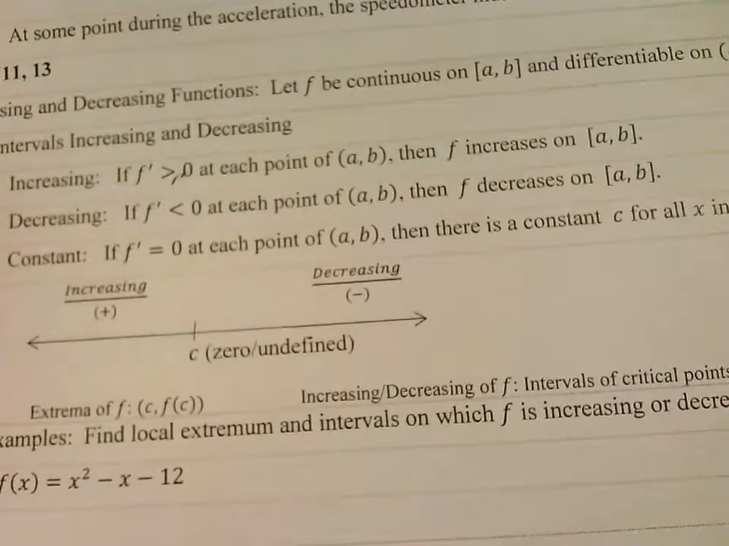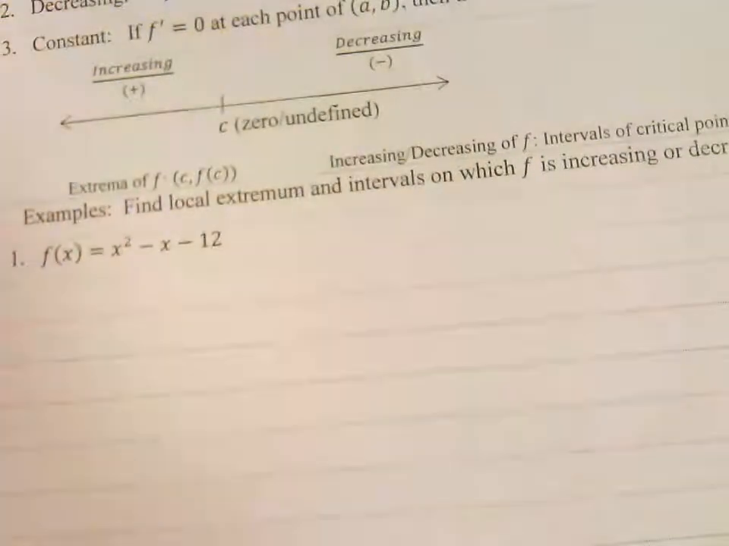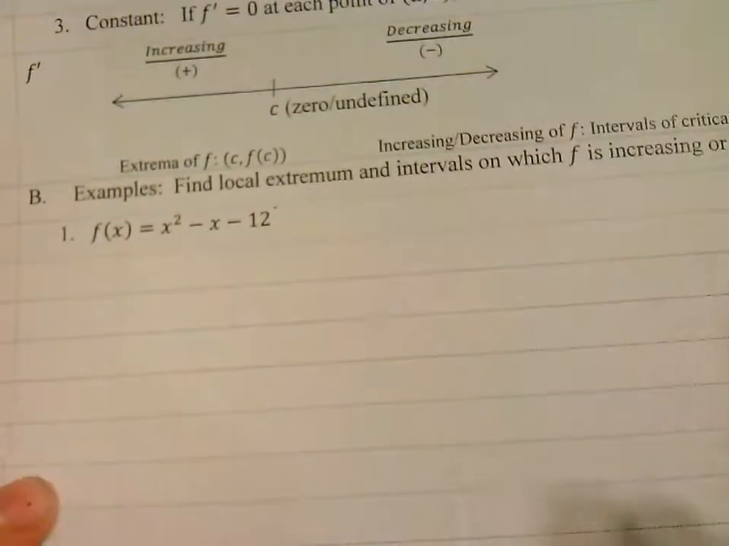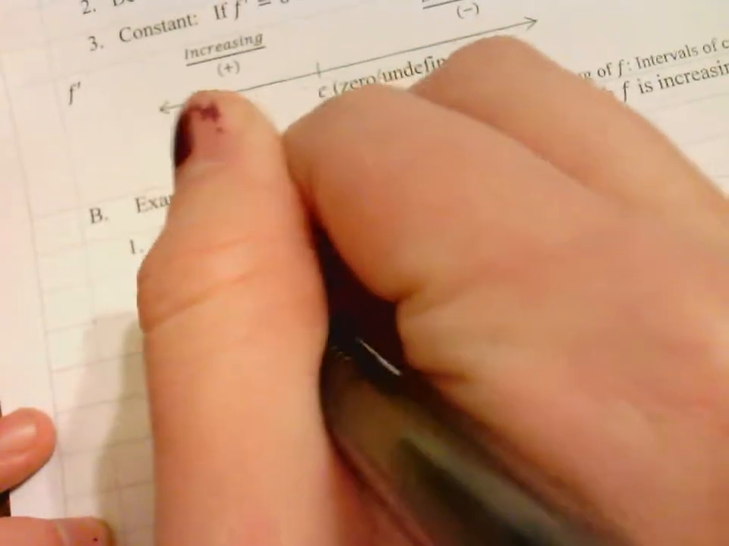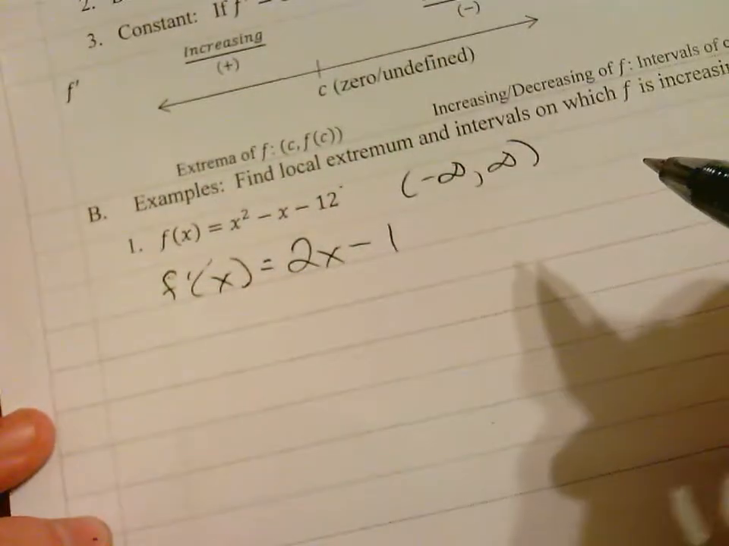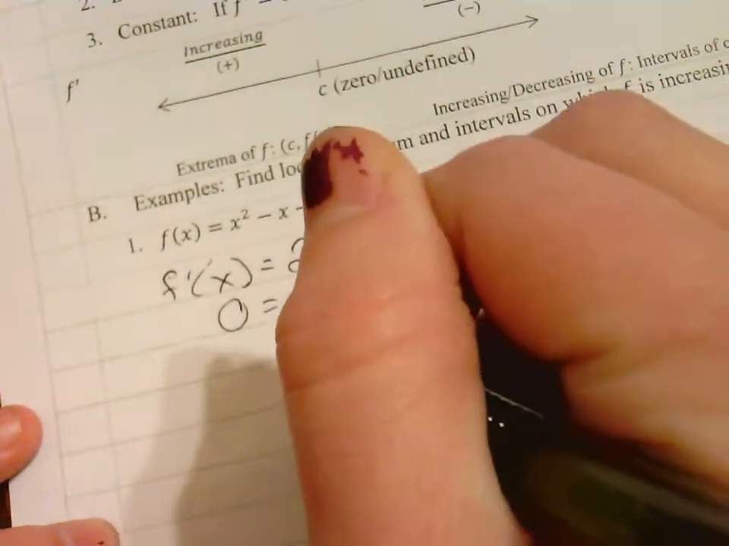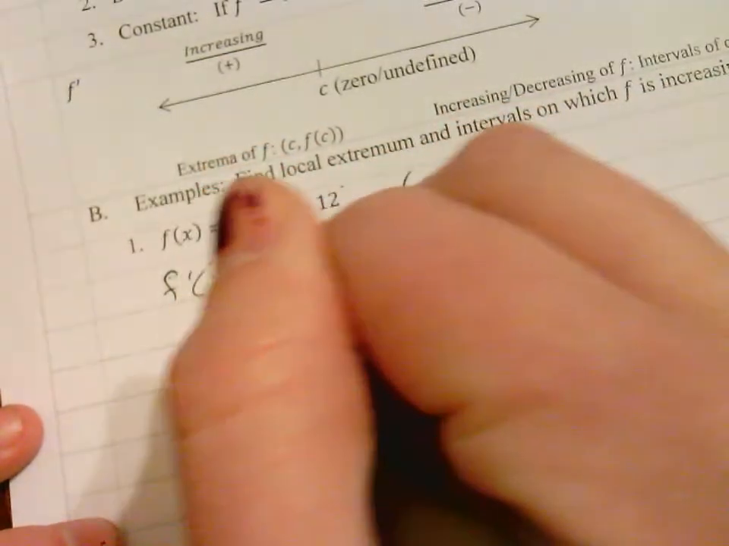Okay. All right, so we're going to be finding the local extremum and intervals on which f is increasing and decreasing of this function here. So first things first, domain of f, that's going to be negative infinity to infinity. Okay. Next, find f prime. Okay. Set the derivative equal to 0. So you're going to have a critical point at 1/2. All right. Well, let's look at that.